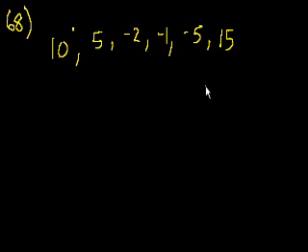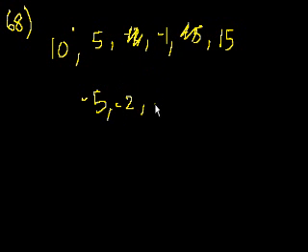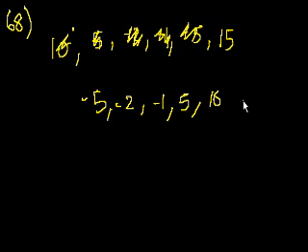The median just means the middle. Don't confuse that with the average, which is the mean. Median means middle. So let's just put them in order and figure out the middle. So the smallest of these numbers is minus 5. Cross it out. Then we have minus 2. Cross it out. Then we have minus 1. Cross it out. Then we have 5. Cross it out. Then we have 10. Cross it out. Then we have 15.